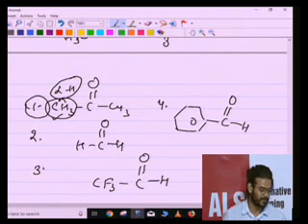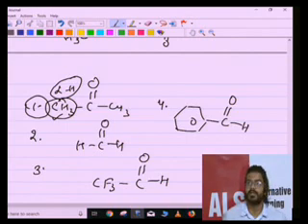Alright, so if the first molecule will show aldol condensation, then raise your hand. Alright. Now if I consider the second molecule, formaldehyde, will it show the aldol condensation? If the answer is no, then raise your hand.